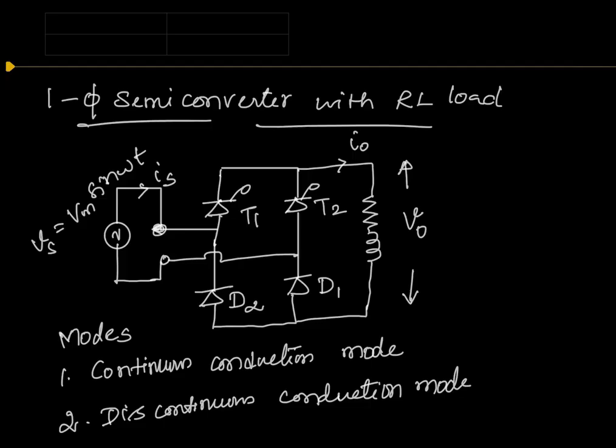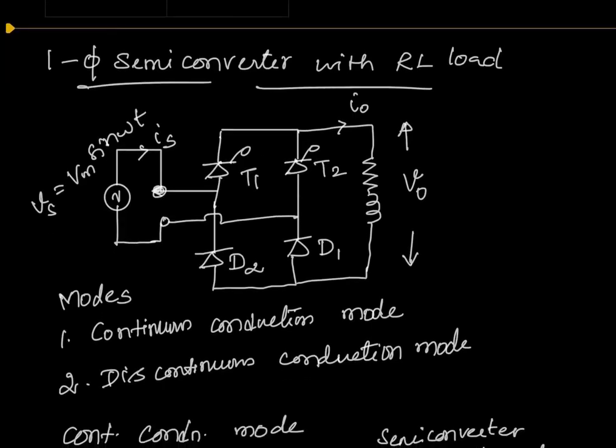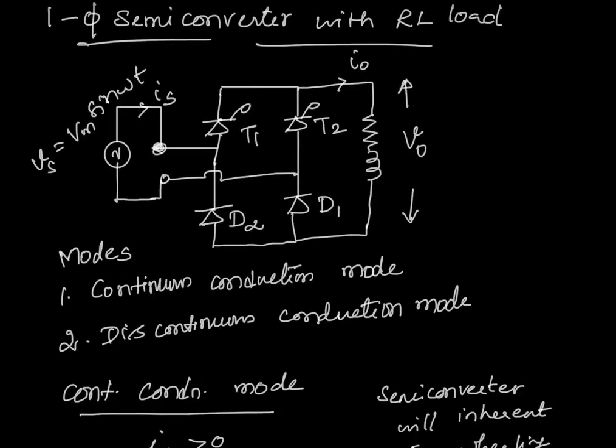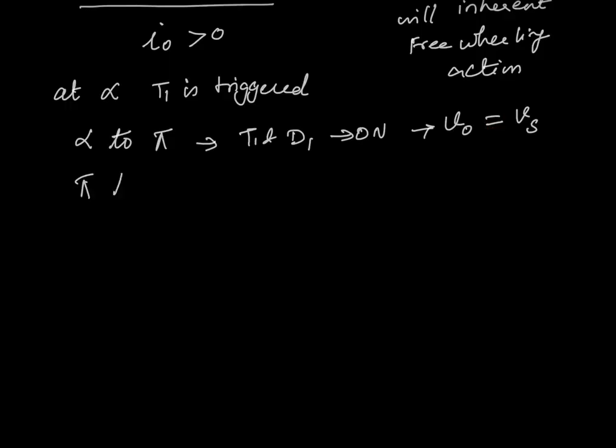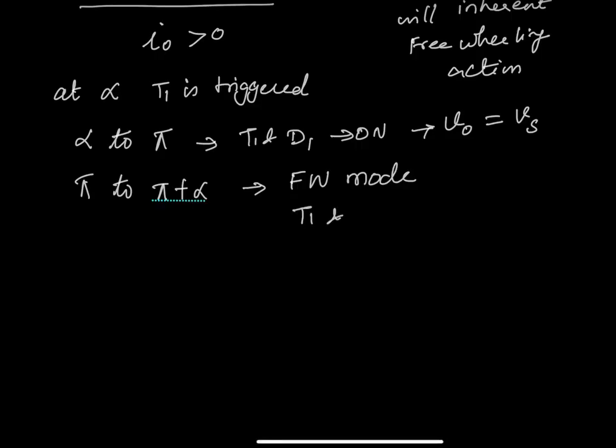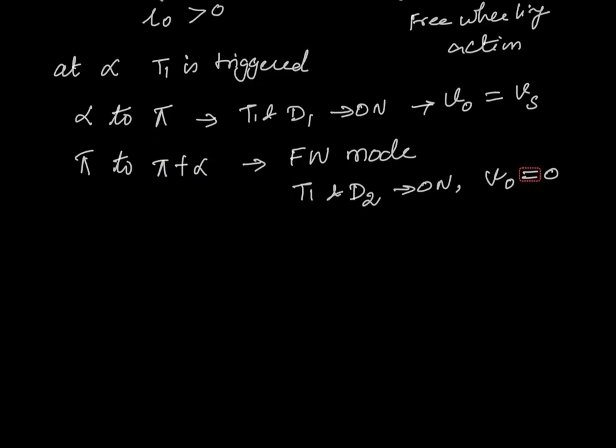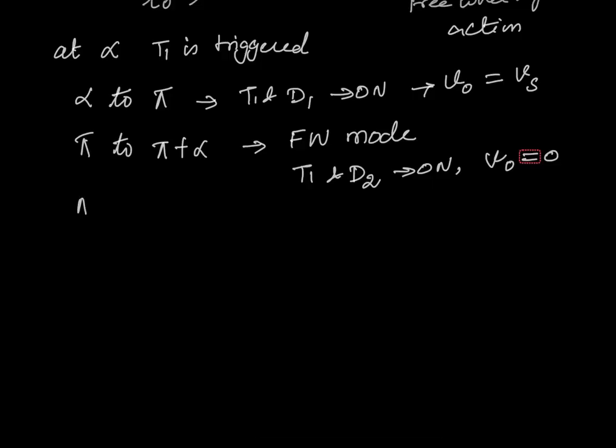So the output voltage during the freewheeling mode, when T1 and D2 are in on condition, will be equal to 0. From pi to pi plus alpha, we have the freewheeling mode. The load current is carried by T1 and D2. Hence, V0 will be equal to 0. Now at pi plus alpha, we are triggering T2.